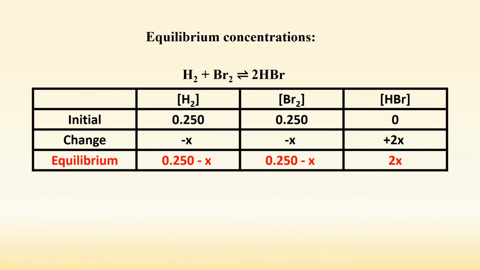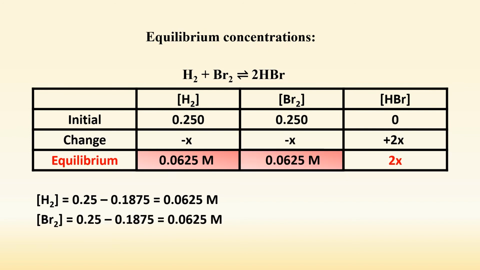We may now find the true equilibrium concentrations. The concentration of H2 is equal to 0.25 minus 0.1875, which is equal to 0.0625 molar. The concentration of Br2, likewise, is equal to 0.25 minus 0.1875. This is equal to 0.0625 molar.